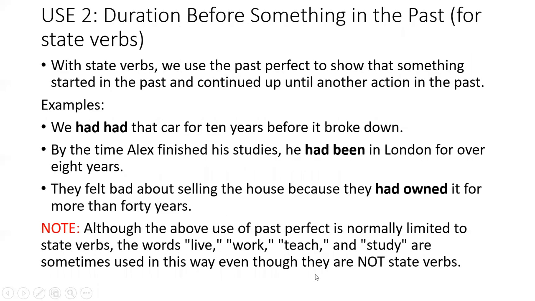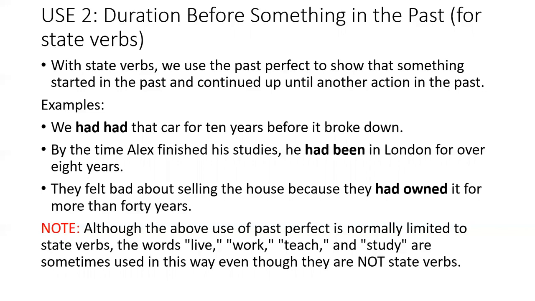Hopefully this is clear. As I told you, there's only one use for the past perfect, and that is to show that something happened before another thing in the past. Sometimes we use it to talk about duration. You know that when we talk about duration, we usually talk about continuous tenses. But here, this is an exception. Here we use the past perfect instead of the past perfect continuous only when we have state verbs. You know that stative verbs cannot come in the ing form, and so they cannot come in the past perfect continuous. Instead, they come in the past perfect.